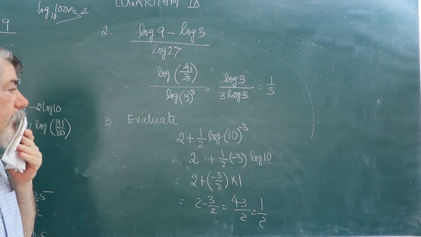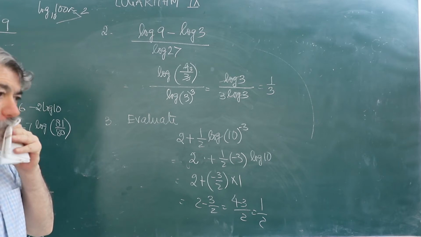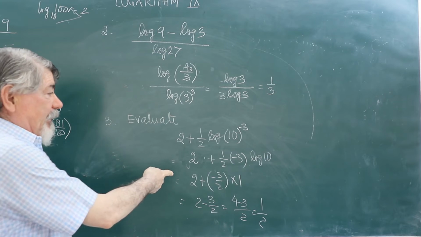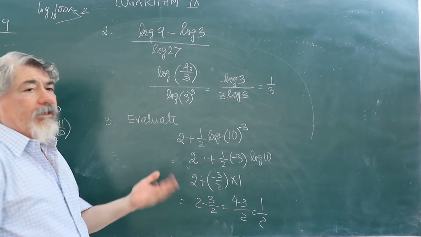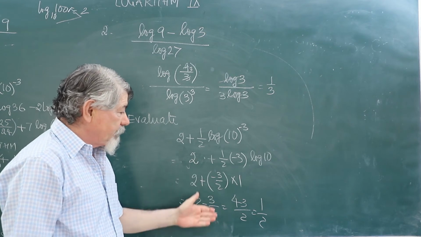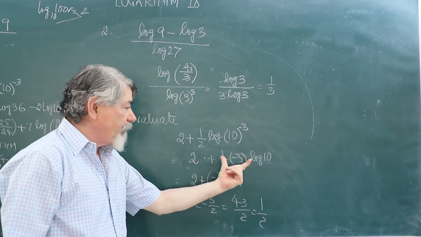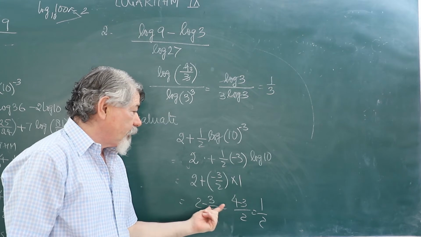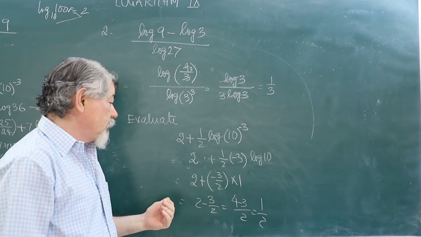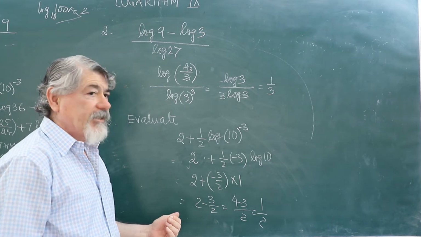Here we could do it without converting to the logarithmic form, because we didn't need to do that. Finally we realized we had to write it as 2, so there was no point converting. That is why I left it as 2 and simplified this, and from this I got minus 3 upon 2. 2 minus 3 upon 2 is equal to 4 minus 3, 1.